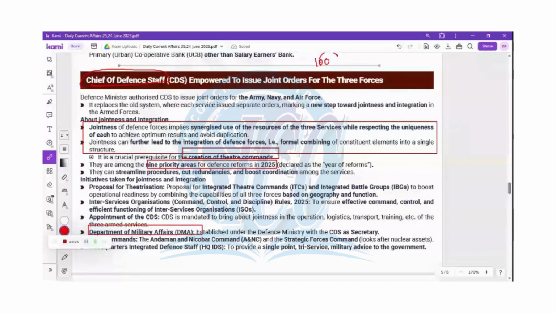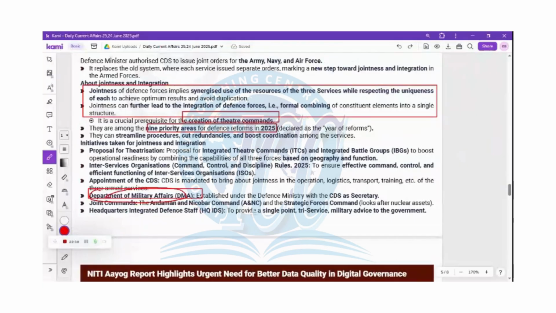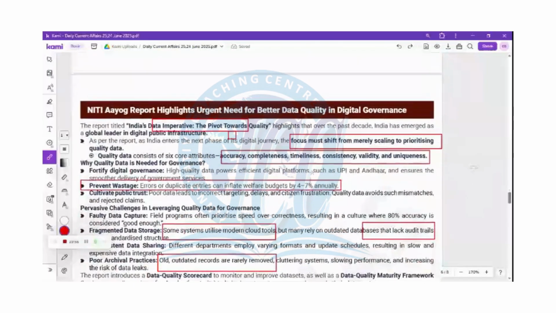Apart from chief of defense staff, now the government has introduced the department of military affairs under the ministry of defense, new joint commands in Andaman Nicobar, and headquarters for integrated defense staff as a single point tri service. In fact the army is trying to modernize using drone warfare, cyber upgradations, etc. So just go through this, important for the mains examination in the context of paper 3, as well as essay. Yes, an essay can come completely on India's defense preparedness.